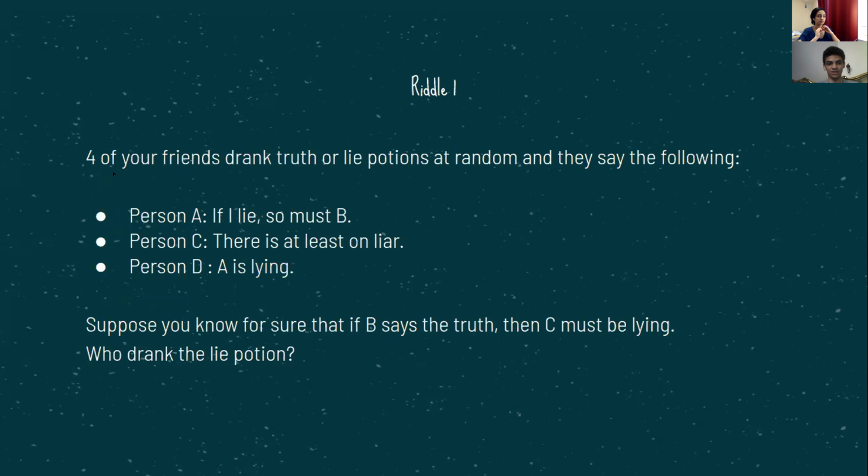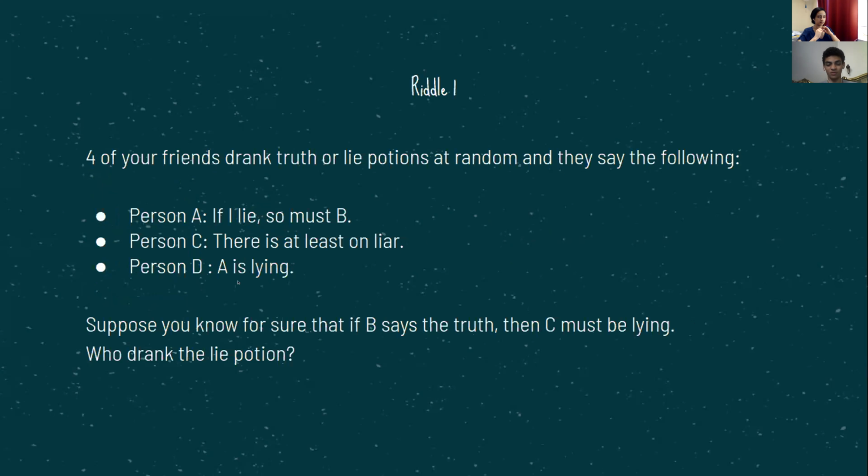It says that four of your friends drank either the truth or lie potions at random, and so the one who drinks the truth potion always says the truth. The one who drinks the lie potion always says a lie. He never says the truth. And so the following statements are made. Person A says, "If I lie, so must B." Person C says, "There's at least one liar," and person D says, "A is lying."